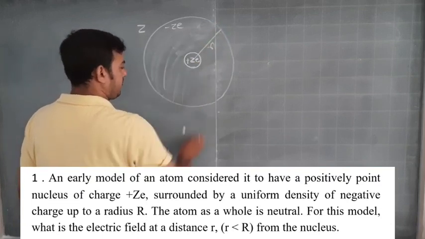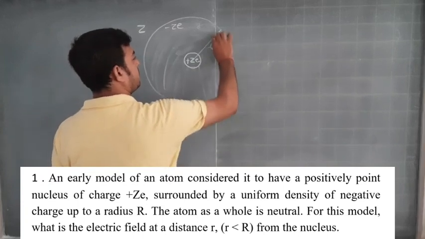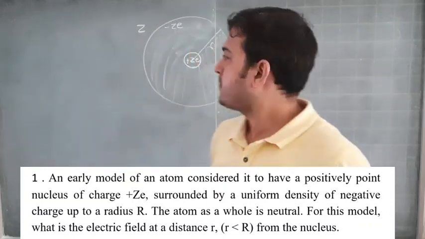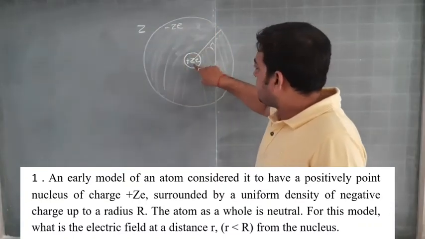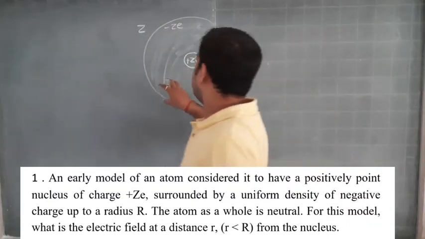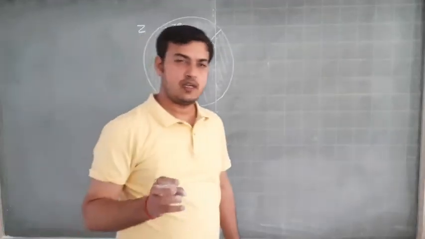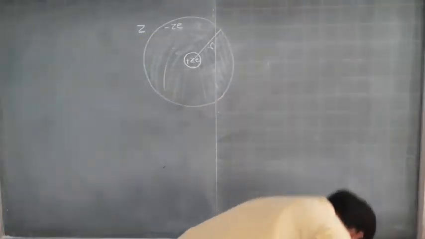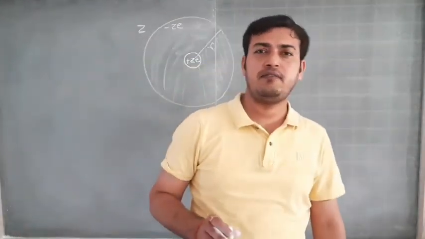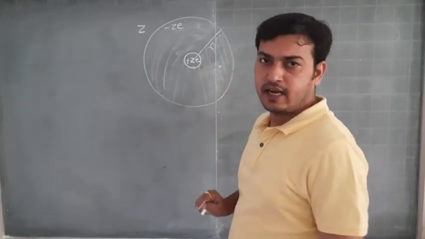For simplicity, I am considering this cloud as uniform. So it is, you can say, a mathematical atom where there is a positively charged nucleus surrounded by a uniformly charged negative cloud, so that the net charge on this atom is 0 and the atom is electrically neutral. Now I am interested in finding the field at any point inside this negative cloud.